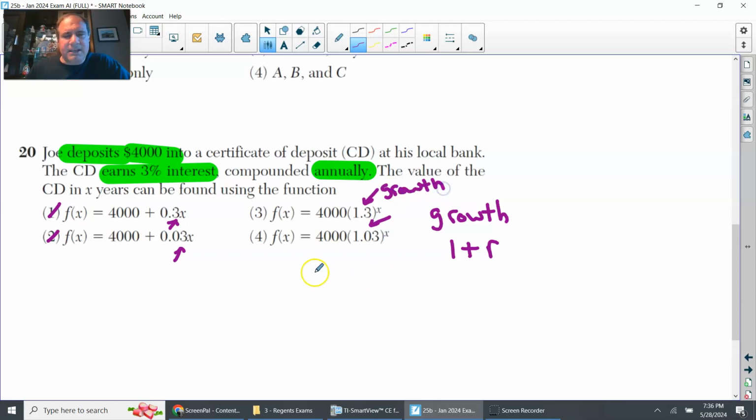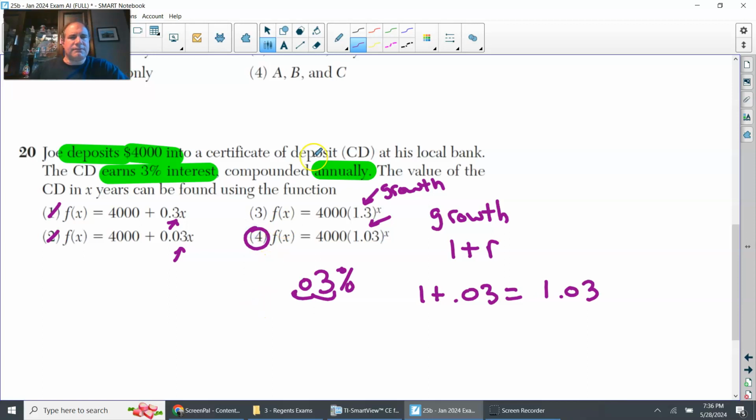But it's 3% interest. So you have to change that to 0.03. 1 plus 0.03 equals 1.03. So 4 is your answer.